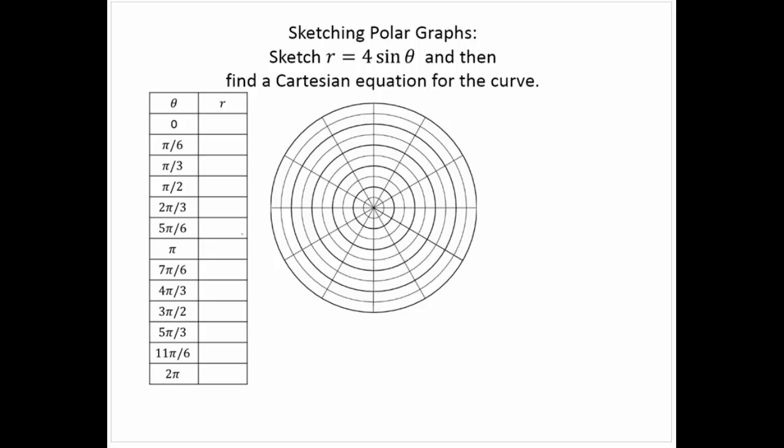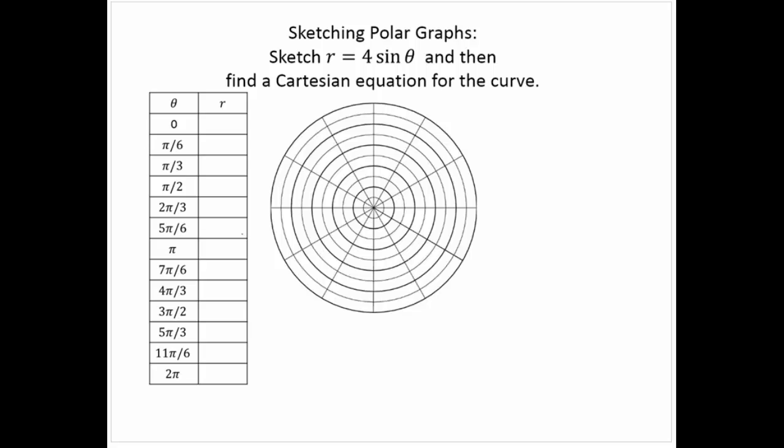So once we understand how to plot points, we can then sketch curves that are defined by polar equations. So here's a fairly straightforward example. We're asked to sketch r equals 4 sine theta, and we'll find the Cartesian equation for the curve. All right, so if r is equal to 4 sine theta, then what we can do is create a table of values, substituting for theta and finding the corresponding r values.